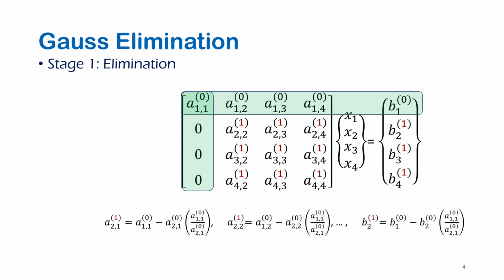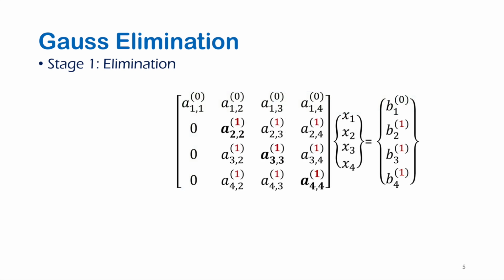We can write the calculations separately. So as you see here, the element A21, the first transformation, will equal A11 minus A21 multiplied by the factor of the second row, and so on. And also, we see that the calculation of the B2, the first transformation, will be equal to B1 minus B2 multiplied by the corresponding factor.